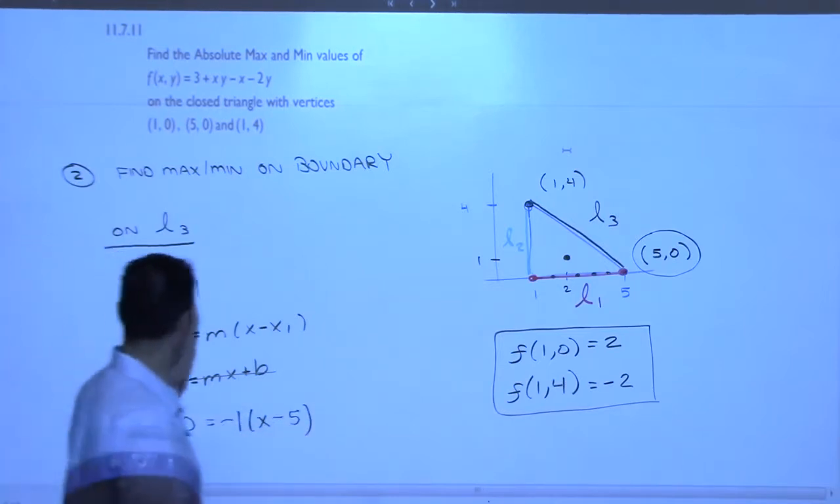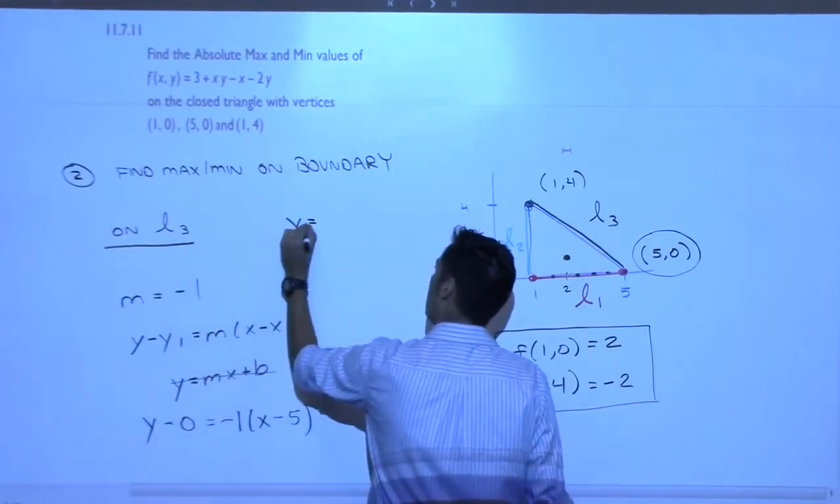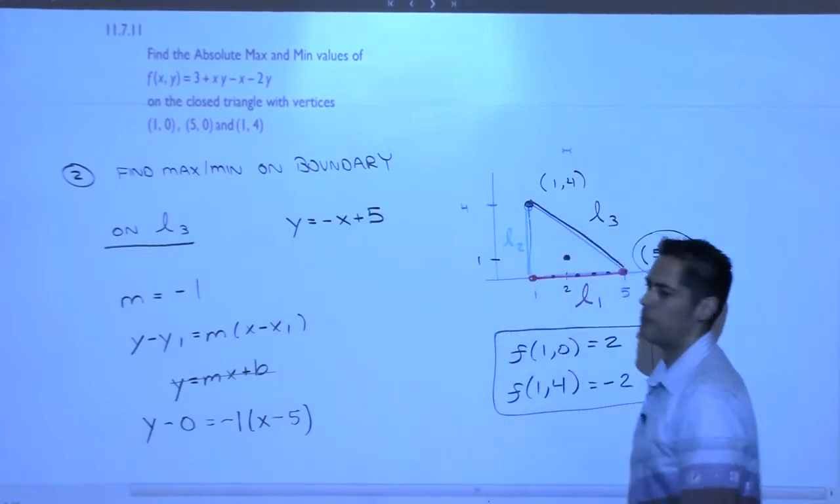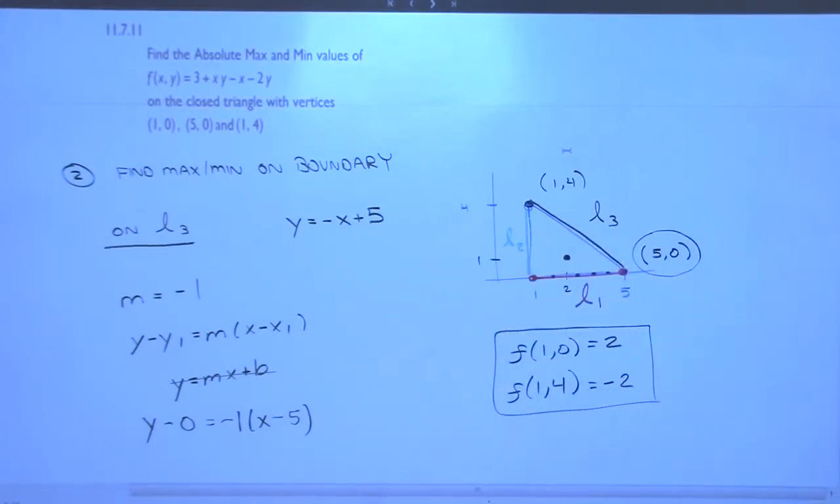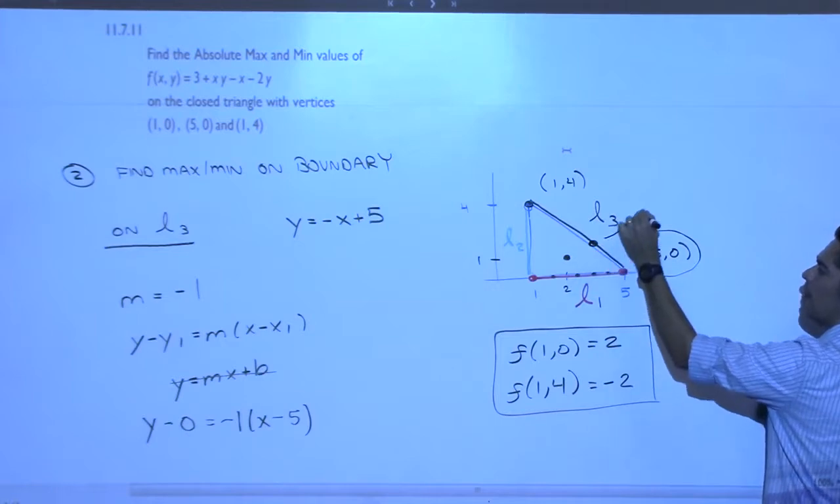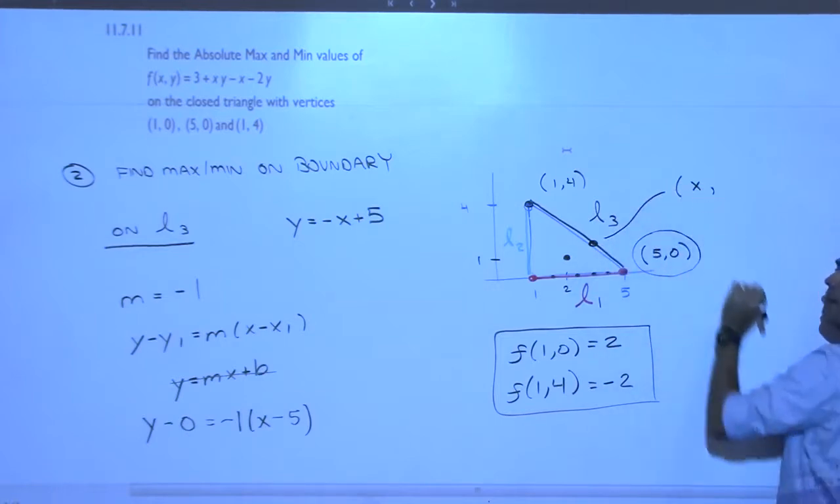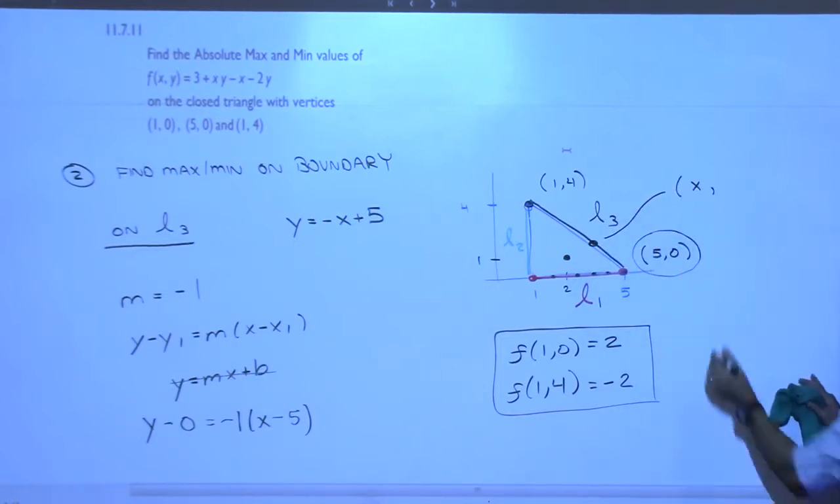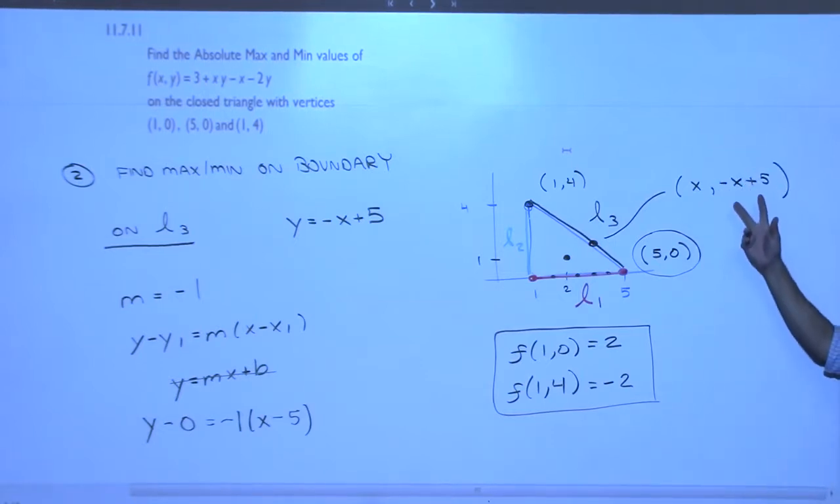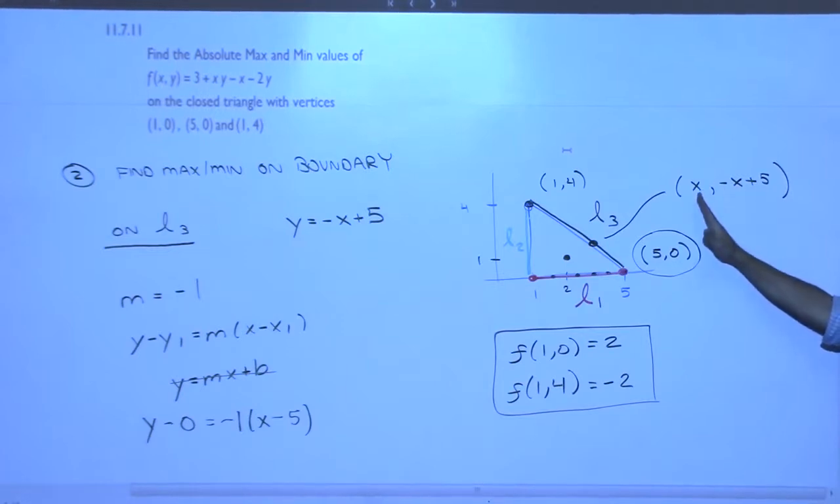And just clean that up, and we have y equals -x plus 5. Got it? So if you are a point on L3, here's what I can tell you about that point. It has some x coordinate, and the y coordinate is always -x plus 5. That's the relationship between those two coordinates. Whatever x is, the y has to be that. Yeah? Questions?